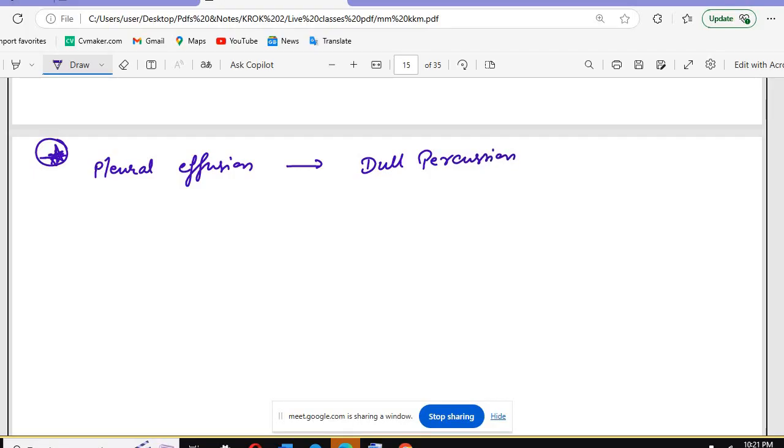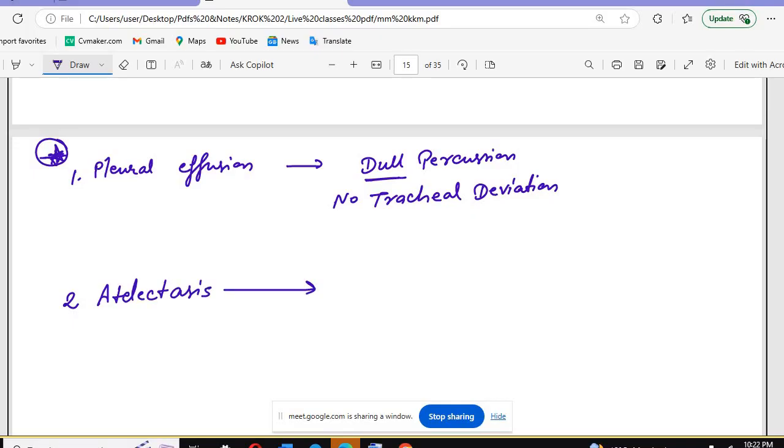Along with that, you have to check the percussion and the tracheal deviation. So firstly, on percussion there is a dull sound and there is no tracheal deviation in pleural effusion. After that, the second one we have is atelectasis. In atelectasis, we basically have a dull sound on percussion.